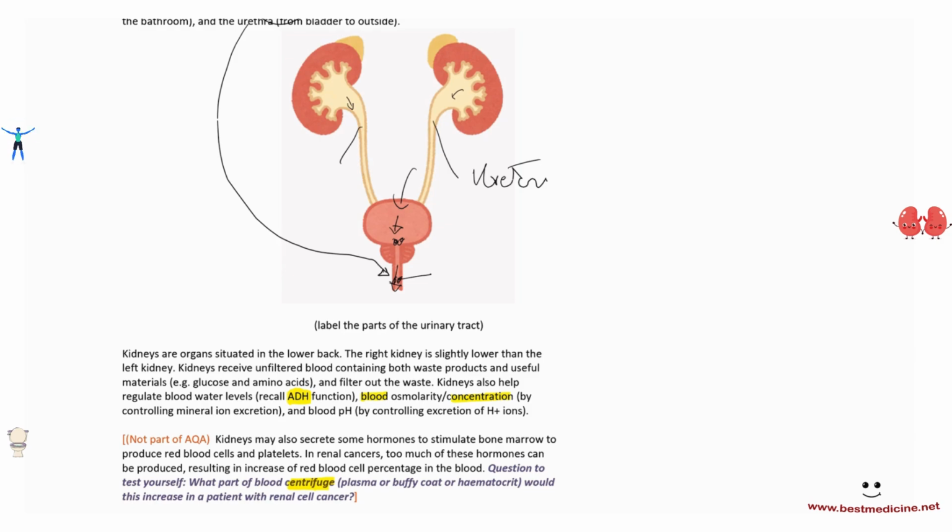The kidneys secrete some hormones to stimulate the bone marrow. Remember that all the blood cells come from the bone marrow stem cells. It stimulates the bone marrow to produce a lot of red blood cells and platelets. Now here's the thing. In cancers of the kidney, we have too much kidney tissue, so we have too much of this hormone, and so we have too many red blood cells. As we have too many red blood cells, what part of blood, plasma or buffy coat or hematocrit, any of these 3 parts, would increase in a patient with renal cell cancer? What do you think?